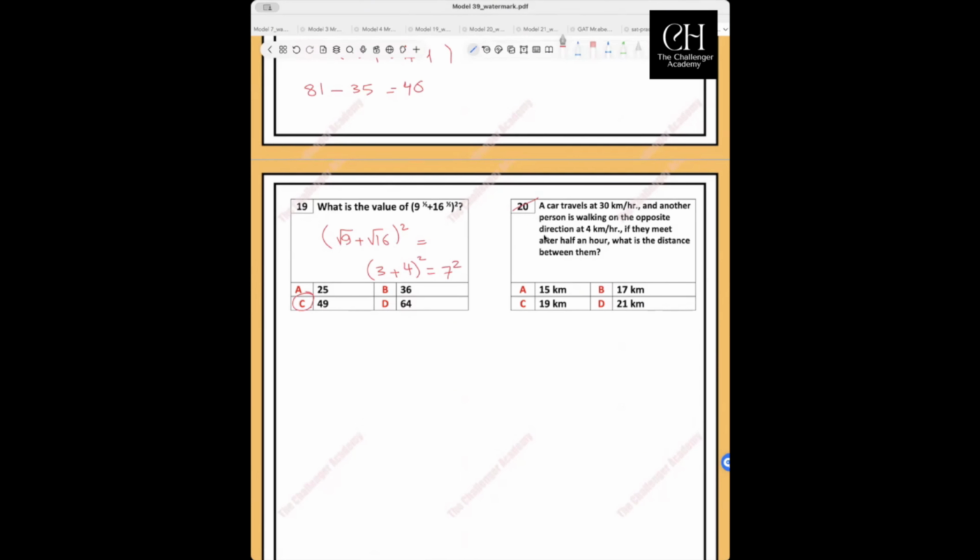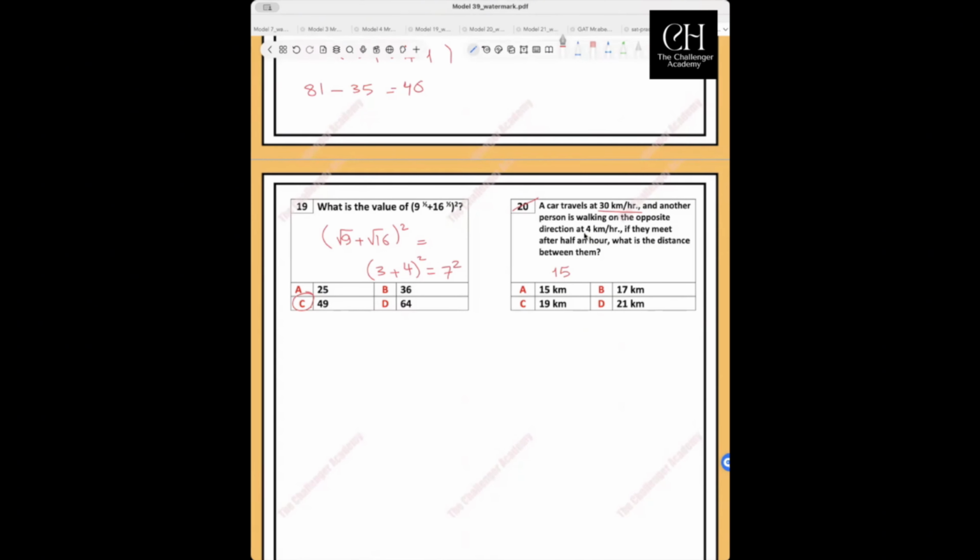Question 20. A car travels at 30 kilometers per hour and another person is walking in the opposite direction at 4 kilometers per hour. If they meet after half an hour, what is the distance between them? What is the meaning of 30 kilometers per hour? It means the car covers 30 kilometers after 1 hour. So in a half hour, it will cover 15 kilometers.